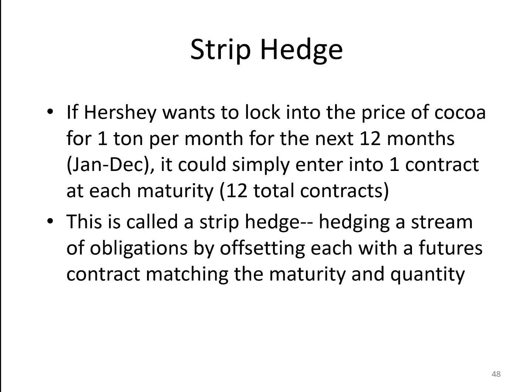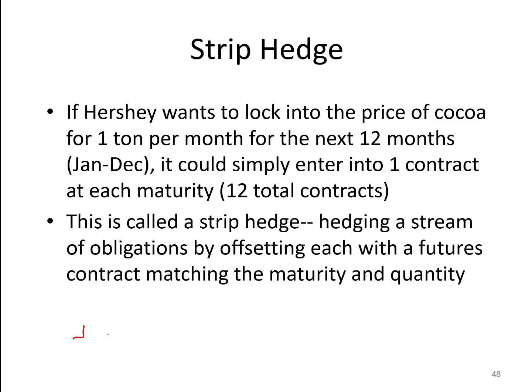Suppose Hershey Foods wants to lock into the price of cocoa for 1 ton per month for the next 12 months, say January through December. It could simply enter into one contract at each maturity, 12 total contracts. This is called a strip hedge, which is hedging a stream of obligations, or in this case, planned purchases, by offsetting each with a futures contract matching the maturity date.